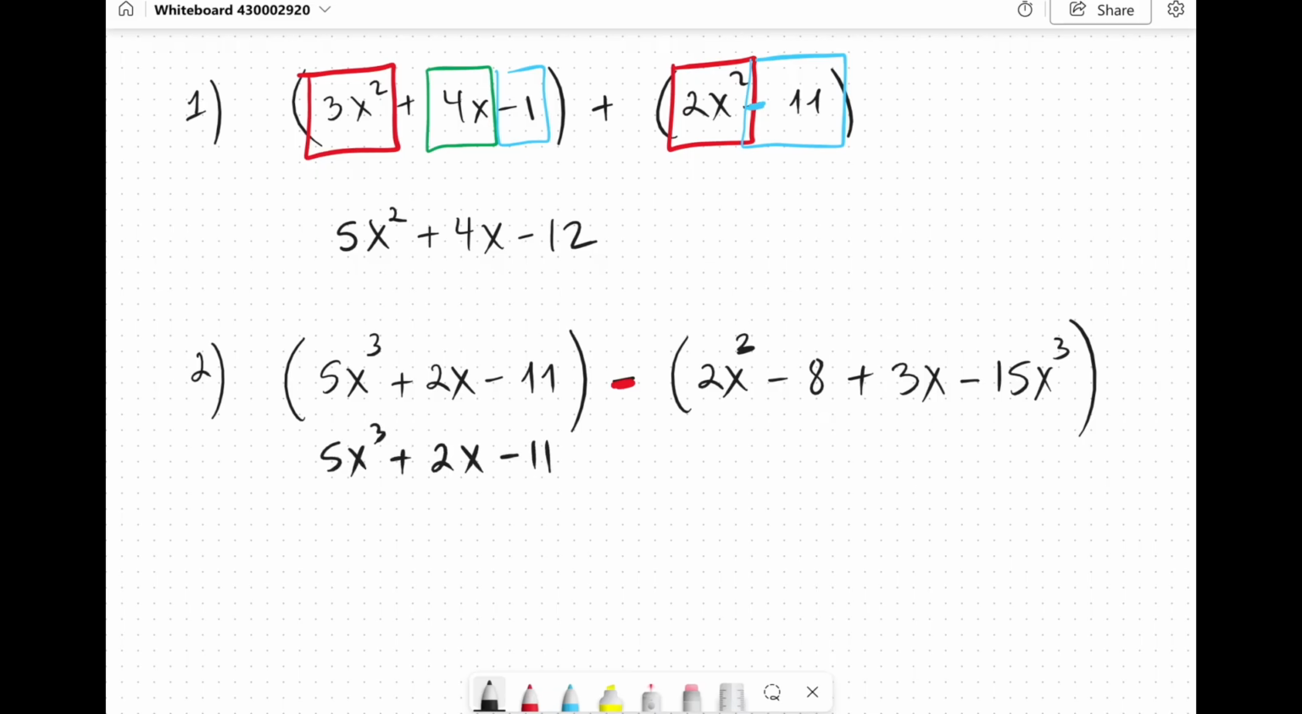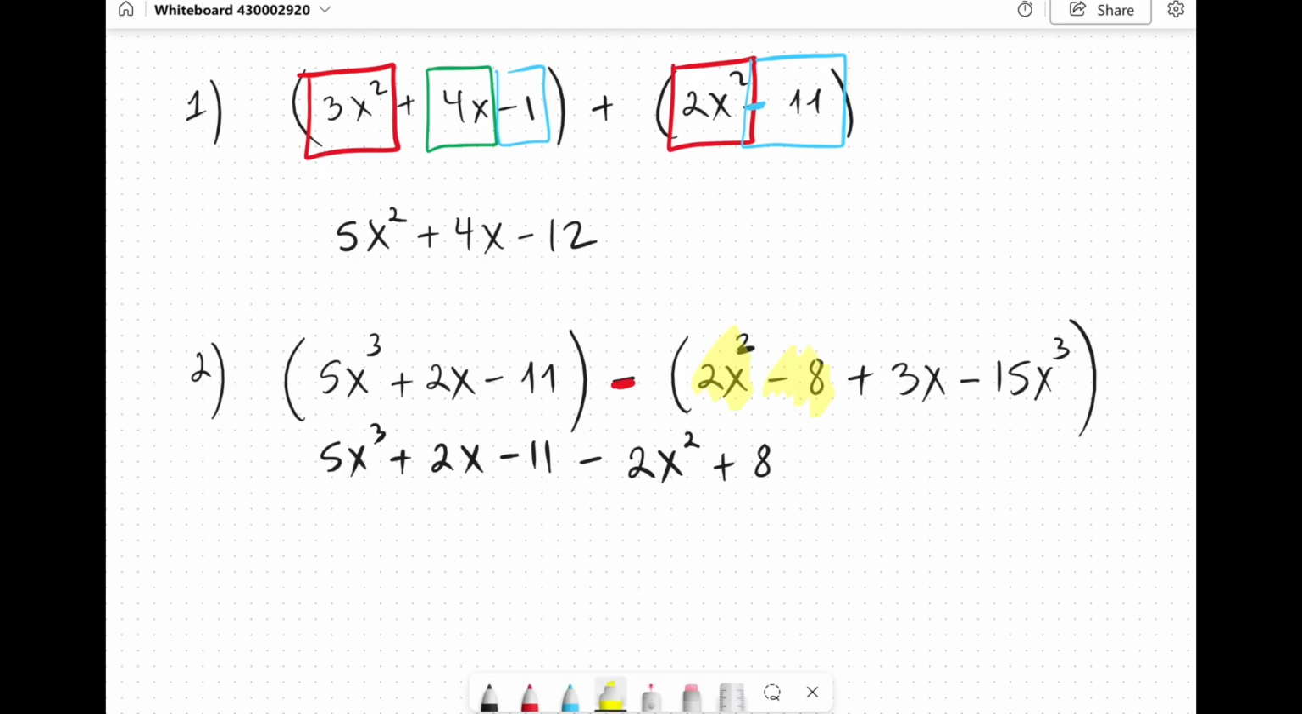The first polynomial will stay exactly the same. However, the red negative sign will make every sign in the second polynomial switch to the opposite. So this 2x to the second inside of the parentheses is positive, but the negative symbol will make it a -2x squared. Then a -8 was negative, will make it +8.